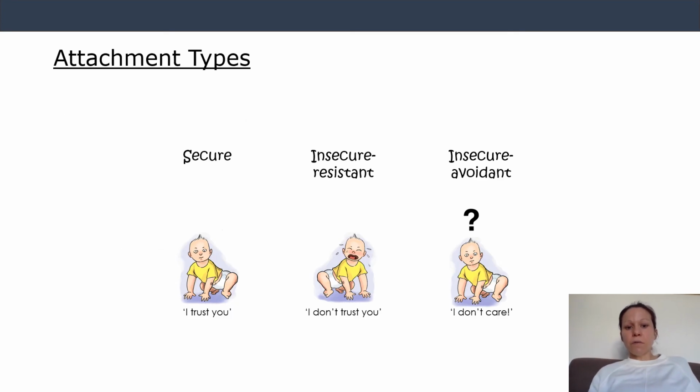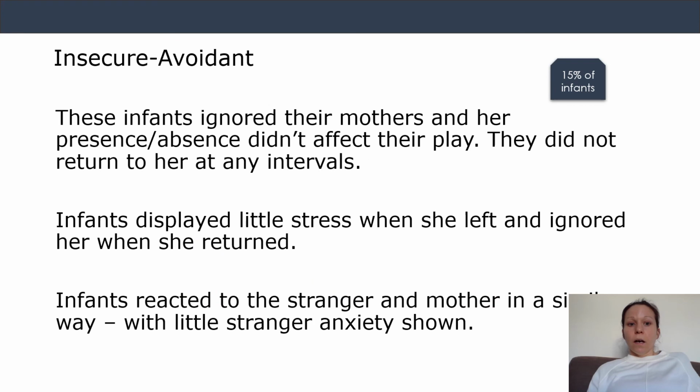So we've got our secure, I trust you. We've got our resistant, I don't trust you, I'm angry, you've left me. And we've got our insecure avoidant, I don't care. And that's a very simplified way of just remembering it and just thinking about it.